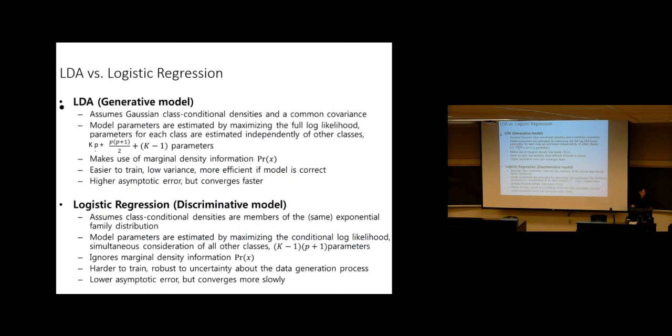Just to summarize, LDA versus logistic regression are the two most classic cases. LDA also learns a linear decision boundary, right? The reason we put them side by side to compare is that their decision boundary is the same. They're both learning linear decision boundaries, one through a generative formulation, the other through a discriminative formulation.